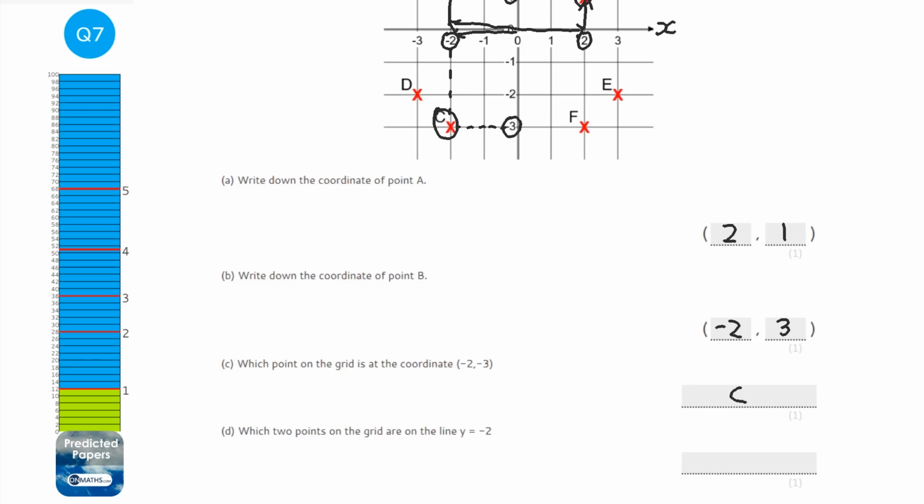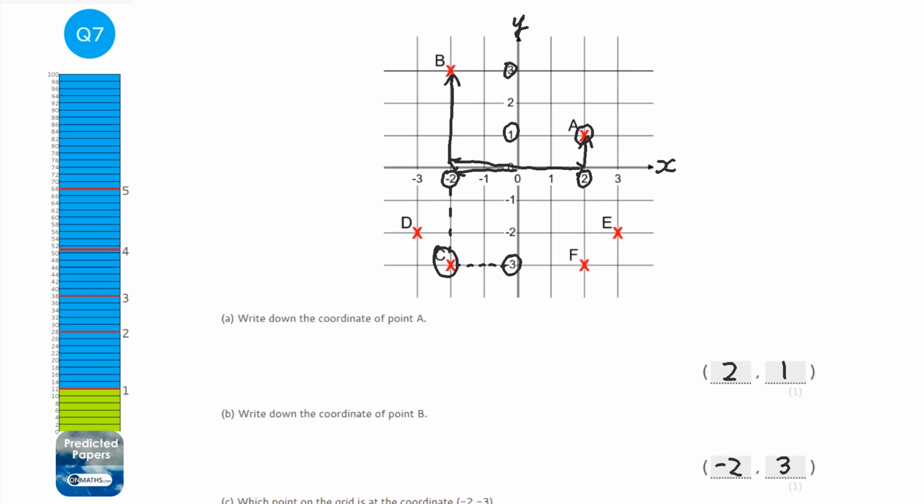Okay, so we're asked which 2 points are on the line y equals -2. So we've got to understand what y equals -2 is first. Y equals -2 is a line where y is always -2. Well, we know y is -2 here, but also y is -2 here, and actually anywhere across this line. And we call that line y equals -2 because y is always -2 along it.